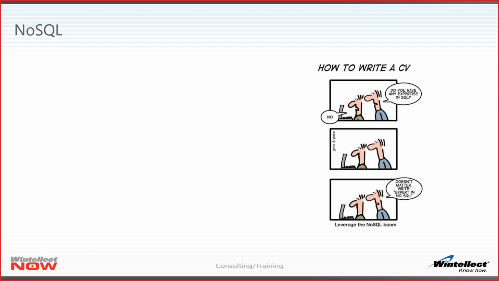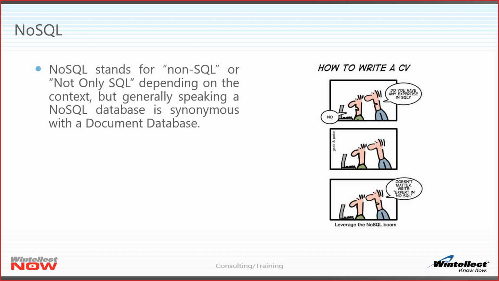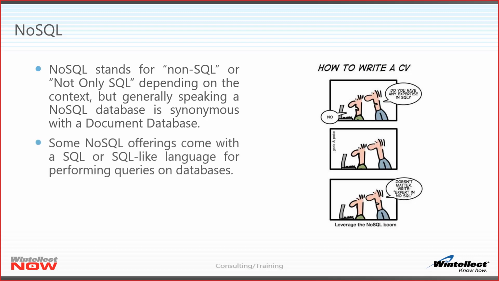But in any case, NoSQL is basically the paradigms that we're going to be covering over the next few slides. It doesn't mean no SQL, because you use SQL in NoSQL. It's kind of confusing. It basically stands for non-SQL or not only SQL, depending on the context. But generally speaking, NoSQL databases are synonymous with document databases. By that, we're talking about things like Cosmos DB or MongoDB or other document databases like we're talking about tonight. And some NoSQL offerings on Azure, like the ones on Cosmos DB, use a SQL-like syntax.